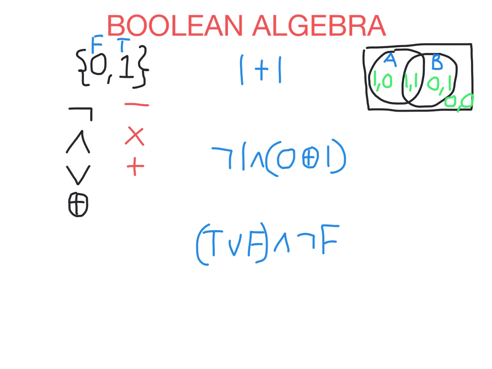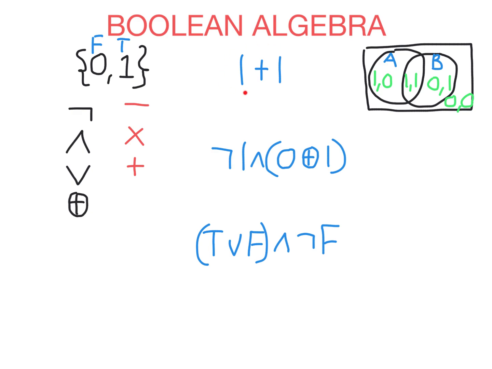Now, the operations we use are here. You've seen these logical symbols before. Negation, this one is conjunction or and, disjunction or, and this is exclusive or. So here, negation corresponds to complement, and corresponds to times, and or corresponds to plus. This one, exclusive or, corresponds to addition modulo 2. So let's look at calculations in Boolean algebra.